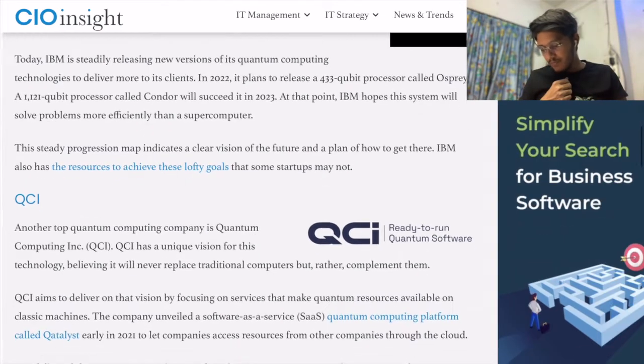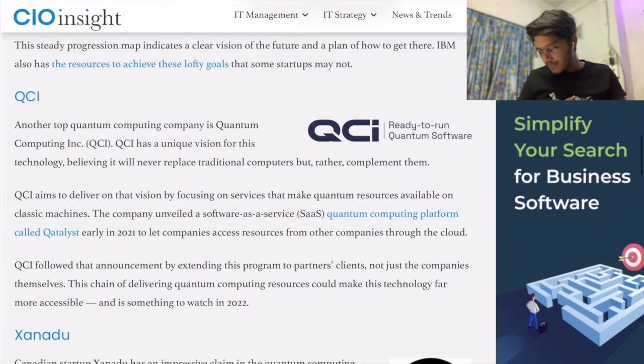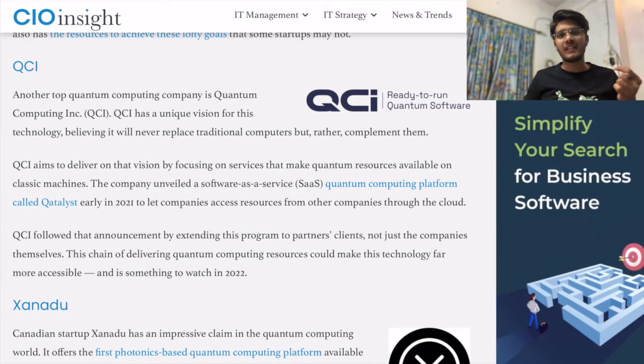Now, another leading company is QCI. They have a unique vision where, as I said earlier, they are not going to replace the classical computer, but complement it. They have unique packages that are a blend of classical and quantum computers, where you can leverage quantum compute wherever it is required; otherwise, it just switches to the classical computer and performs your task. They are also offering software-as-a-service based quantum computing, where companies can use their software in a cloud format to perform their operations.